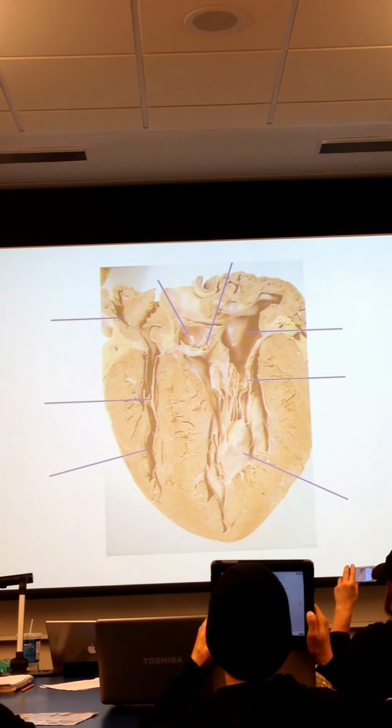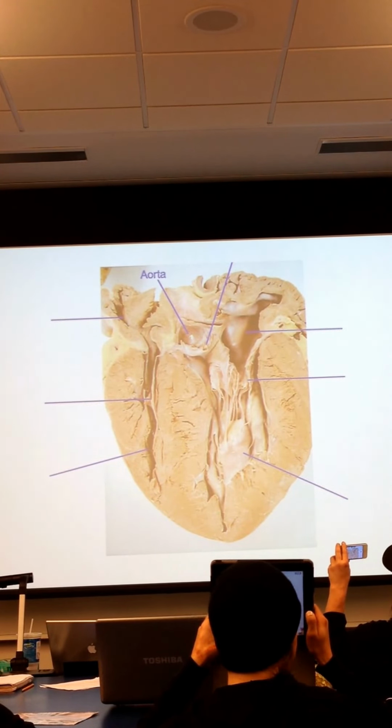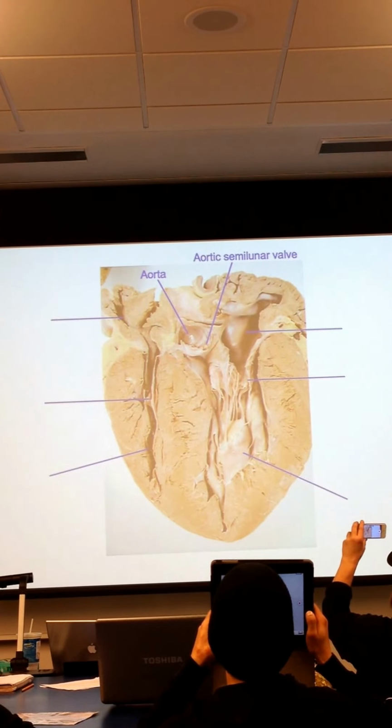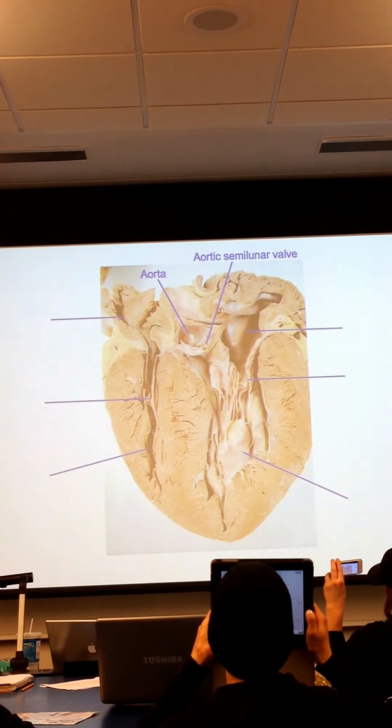So, can anyone tell me what this is in here? Right atrium. Sorry? This guy right here. That's your aorta. The aorta. You have to know the aorta. This guy right here is a valve that you didn't need to know, but it was on the picture. Aortic semilunar. Not a valve you need to know. The only valves you guys need to know are your cuspids.